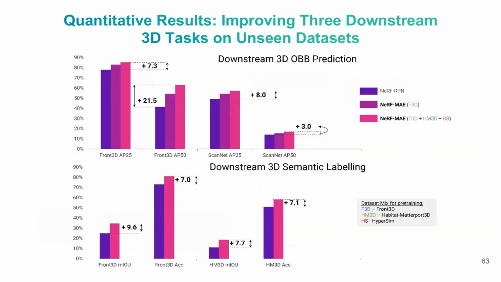Now, a very interesting result is our cross-dataset transfer experiment, which shows that we don't see any of the scenes from this very challenging ScanNet data, while we're still able to improve performance on 3D downstream tasks. This really shows that you can train on a different data domain and also get improved performance on another data domain.